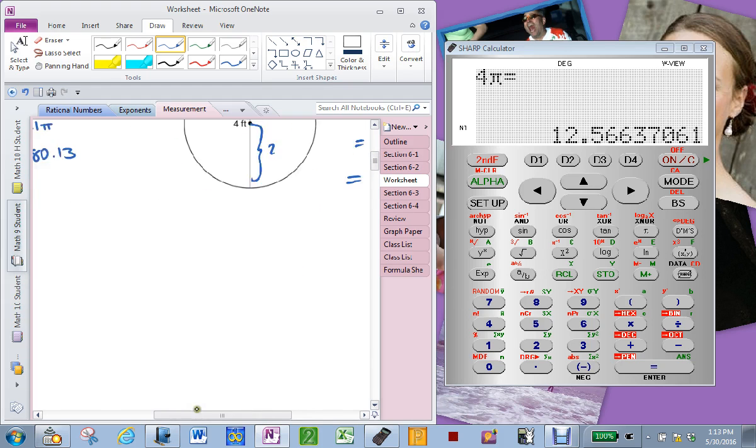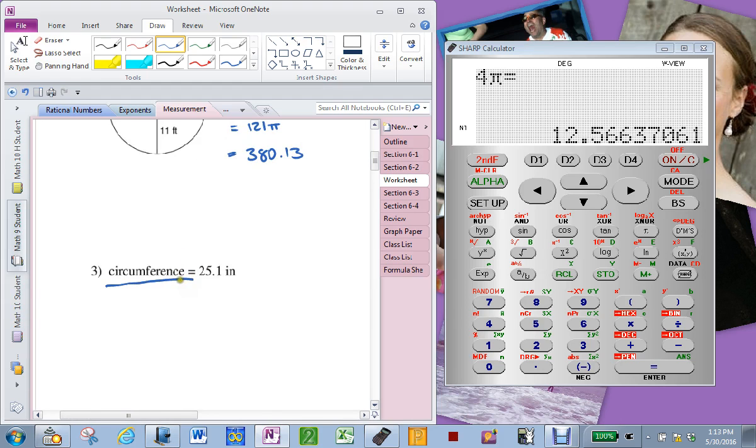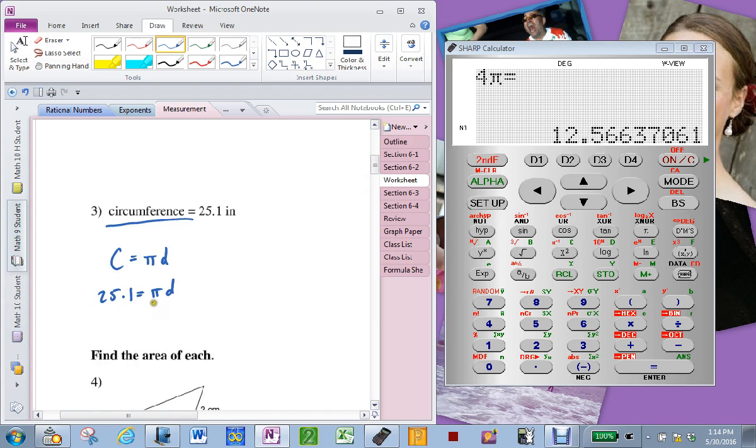Okay, now, no picture. And I gave you a circumference. That's tough. Except, you know that circumference equals pi d, because that's on your sheet, isn't it? So if you know your circumference, isn't it 25.1? Yep. So 25.1 equals pi d. How do you get d by itself? Isolate it, so I have to divide by pi. So d equaled 25.1 divided by pi.